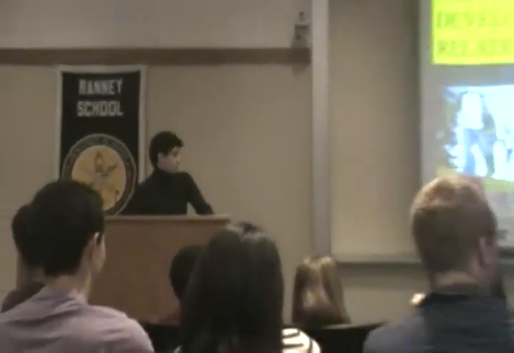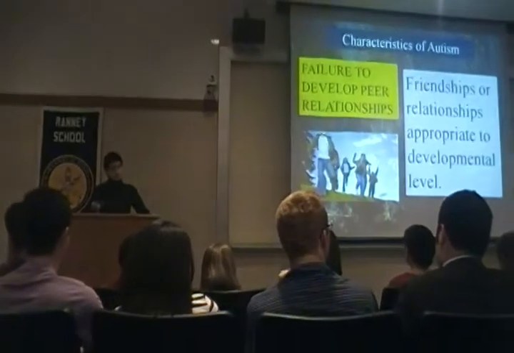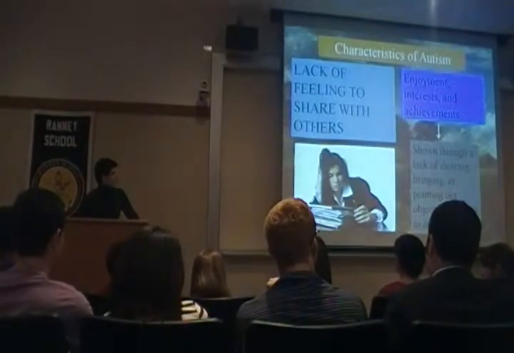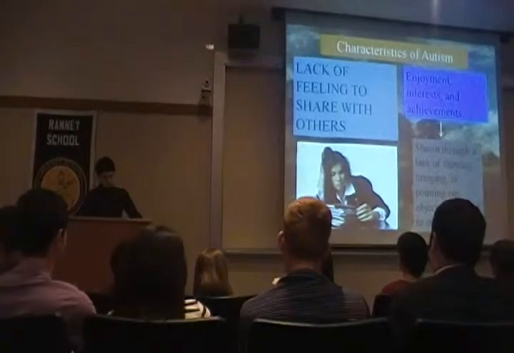And then you have failure to develop peer relationships, which basically ties into the social aspect of autism. Basically, they can't make relationships or they can't make friends as easily as other people can, hence friendships or relationships appropriate to developmental level. They just can't make friends as easily as other people would. And then you have the lack of feeling to share with others.